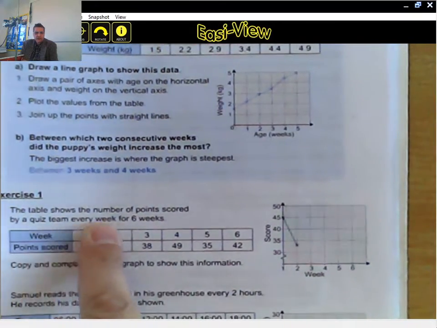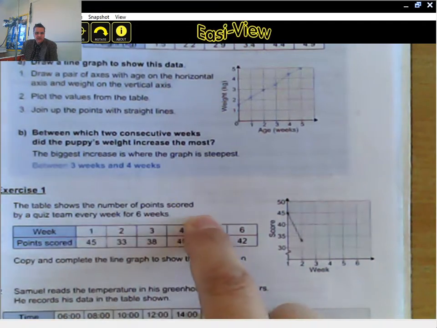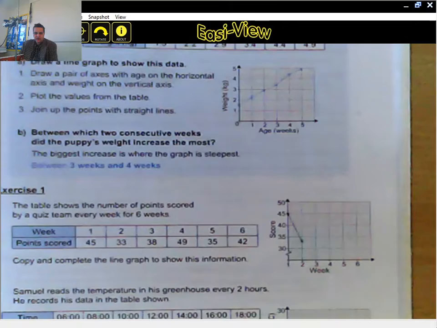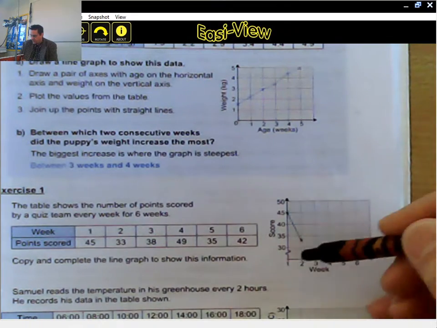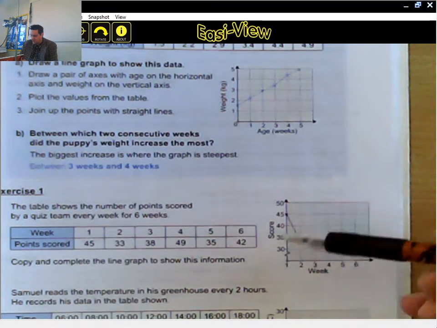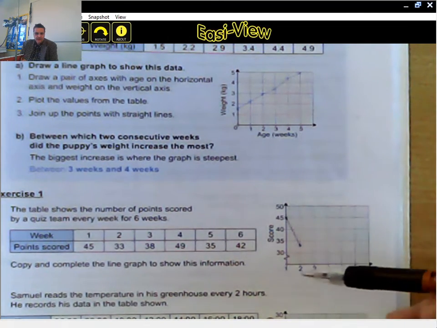The table shows the number of points scored by a quiz team every week for 6 weeks. So 6 weeks doing quizzes. These are their points. So write the information on the graph. We don't have to go from 0 to 50 because nobody's scored below 30. So go squiggle, squiggle, squiggle, 30 to 50. And that's the first one done for you.